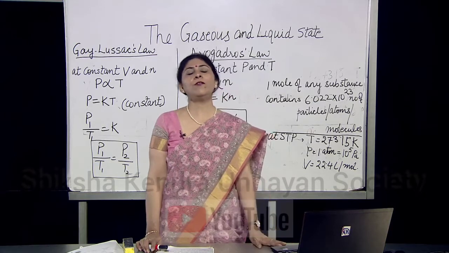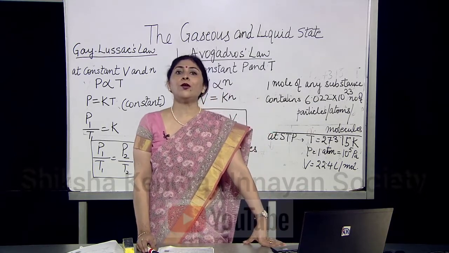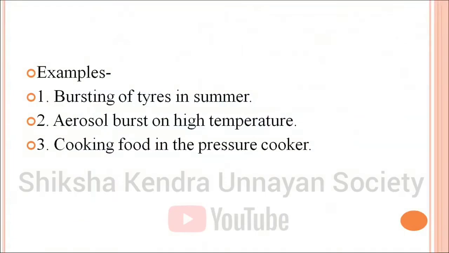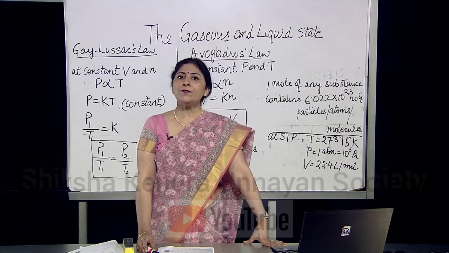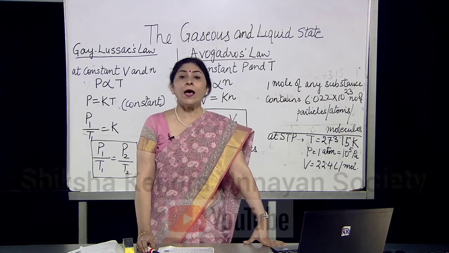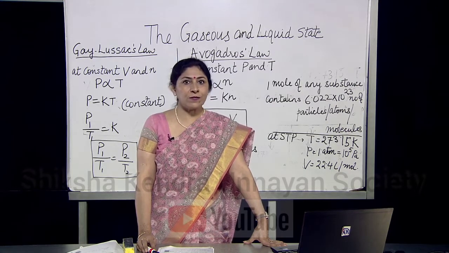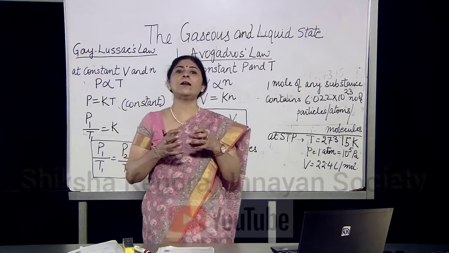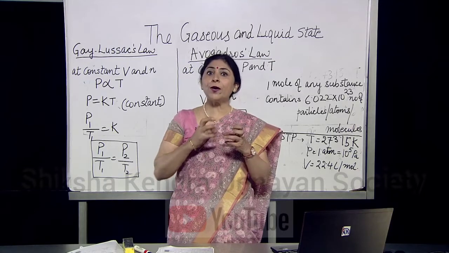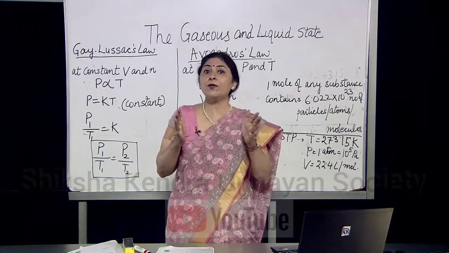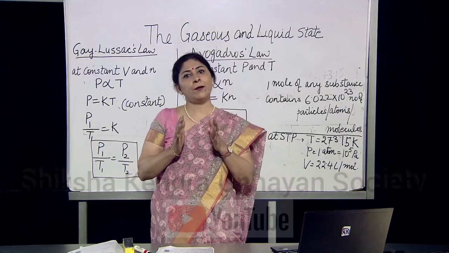Now, a few examples, very interesting examples you must have noticed in your day-to-day life. Number one is bursting of tires in summer. You must have noticed that a lot of tires get burst during the summer. So, what is happening over there? We can explain this with the Gaseous law. In summers, the temperature is very high and the volume is fixed or constant, but the pressure inside the tire gets more because the temperature is directly proportional to pressure. Because of the higher pressure, and it can't expand because volume is fixed, the tire gets burst.